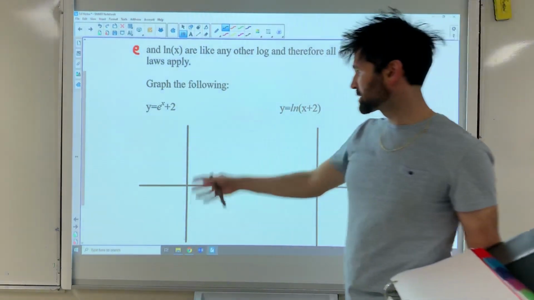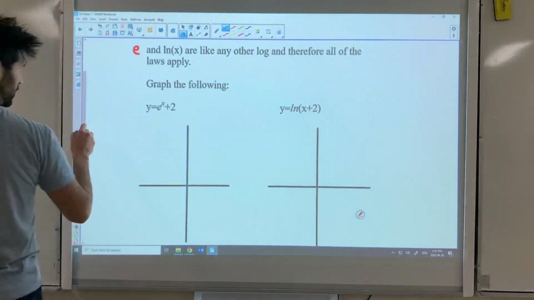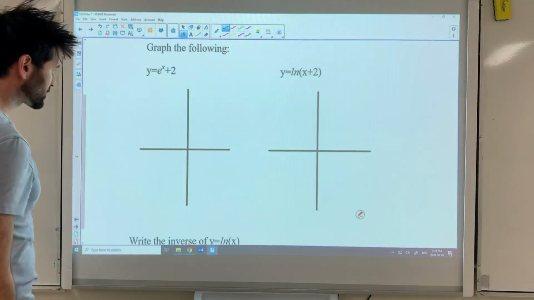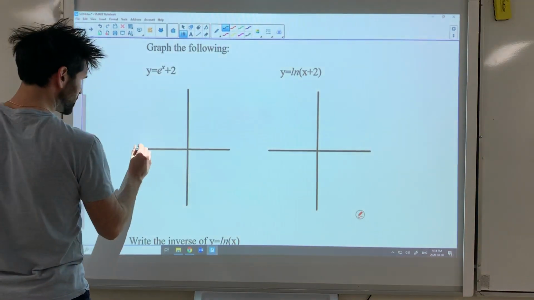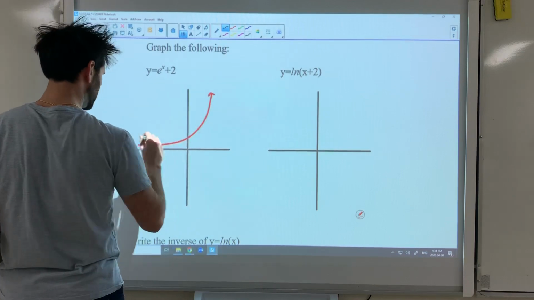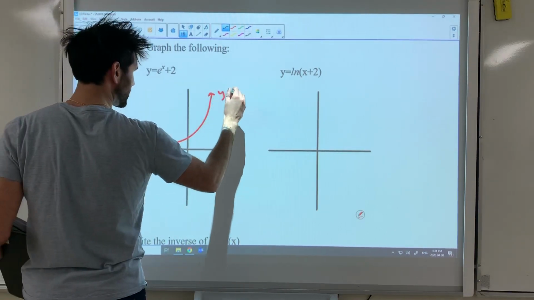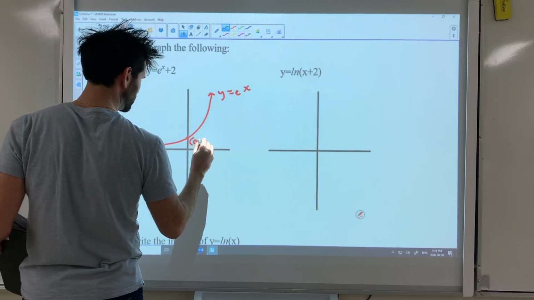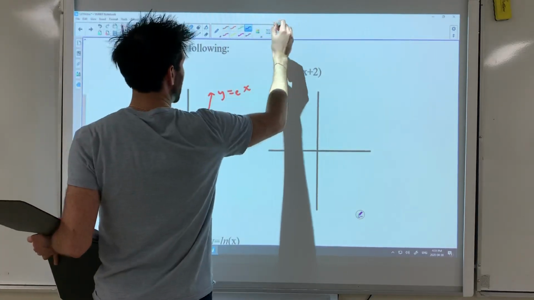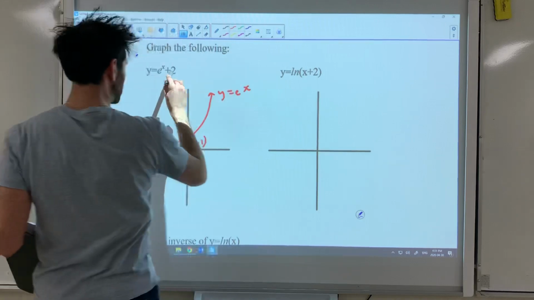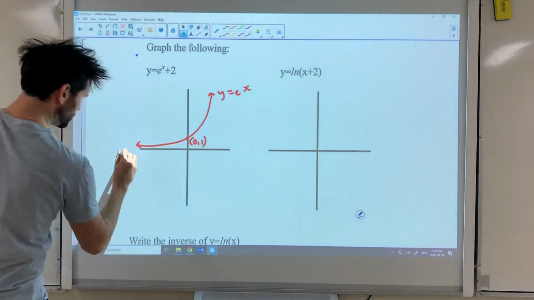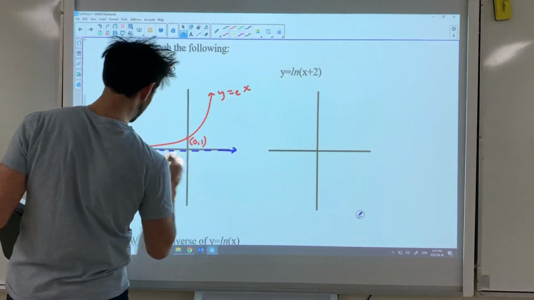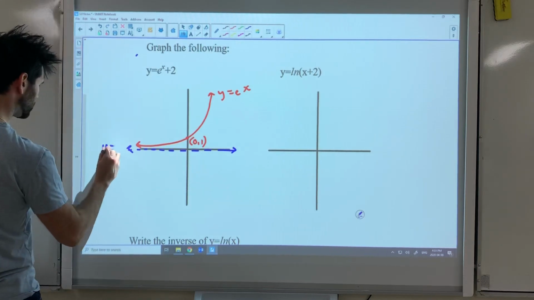So we can graph something like this using what we know about transformations. Okay, so e to the x we know is just going to look like this, right? So there's y equals e to the x, and there's our y-intercept (0, 1). Well, what would happen if we shifted it up 2 units? Everything goes up. Oops, don't forget your horizontal asymptote at y equals 0.